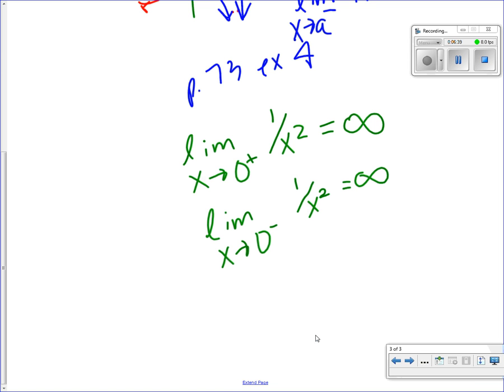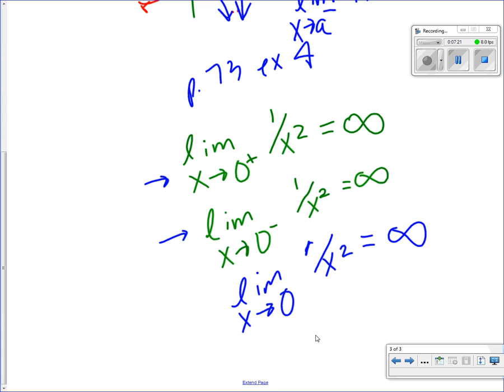If x is really close to 0, that means it's a decimal. 1 divided by a decimal is going to be larger than 1. The smaller your decimal gets, the bigger that number gets, and it's going to get closer and closer to infinity. Same thing on the other side. If I have negative 0.001, when you square a negative, it becomes positive. 1 divided by a really small positive number is going to be a really big positive, which is why it's going to positive infinity. Notice how the left and right side limits are the same. So we can say that the limit as x approaches 0 of the function 1 over x squared is infinity.